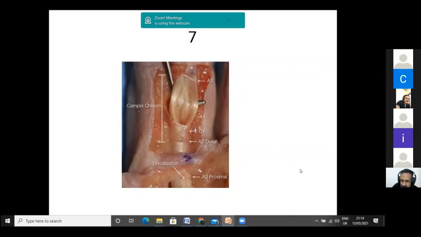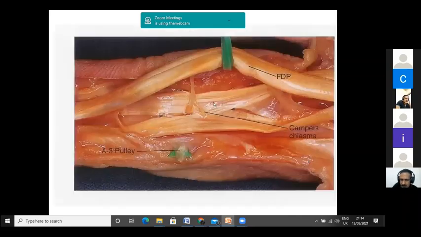So what is the significance of this Camper's chiasma? You can see here, this is the FDS and this is the FDP. Normally FDS is superficial over the entire stretch. But the FDS inserts in the proximal part and FDP goes to the distal phalanx. So when it has to come down to the deep area, it takes a loop around the FDP. But the significance is that during its insertion, it takes a twist. So the direction of the fibers is twisted. This is very important.